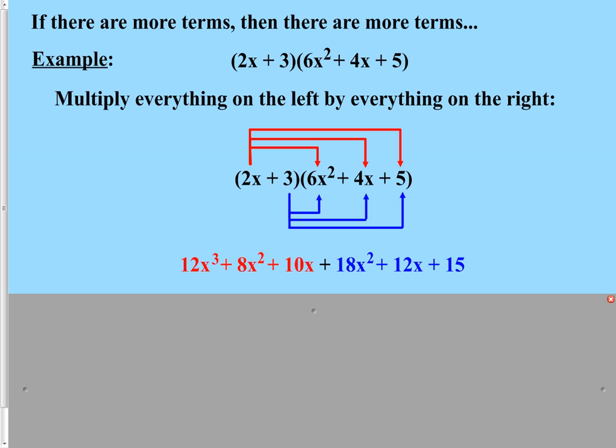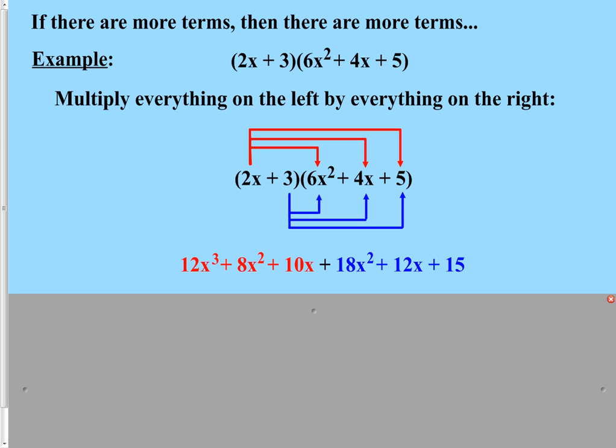Okay. Now, the more terms there are, the more likelihood there is that you've got like terms to combine. So let's scan this and see if we have any like terms here. The lead term is x cubed. Do you have any other x cubes in the problem? No, that's the only set of x cubes, so 12x cubed will be part of the answer.